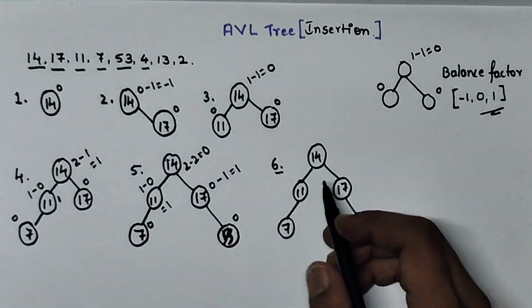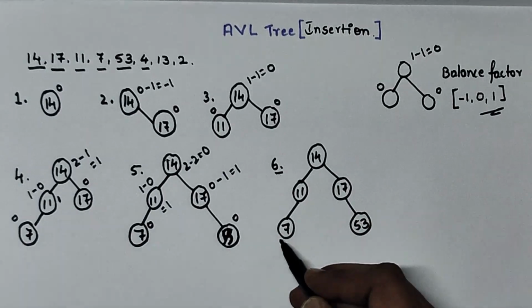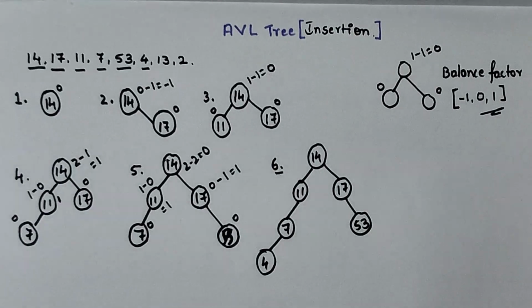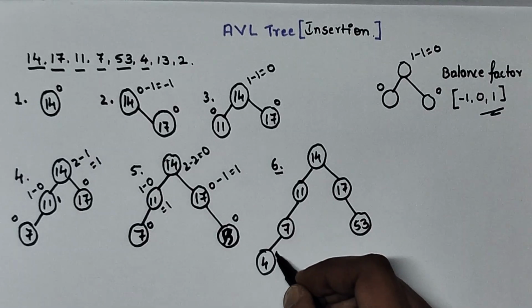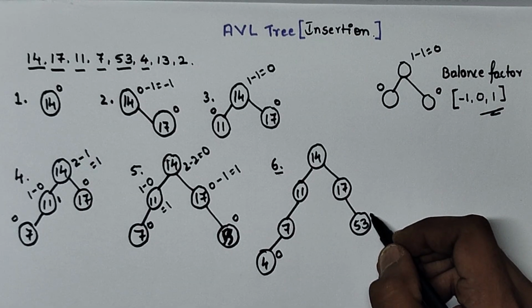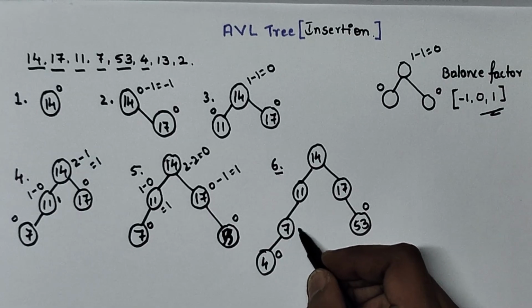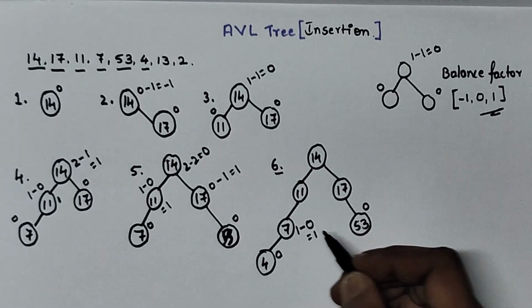Now if you compare, 4 is less than 14, it is less than 11, it is less than 7. So I must write 4 here. Now let's find the balance factor of each and every node. So 4 is not having any child, so balance factor 0. 53 not having any child, so balance factor 0. 7 is having one left child minus no right child, so 1 minus 0 will be 1.